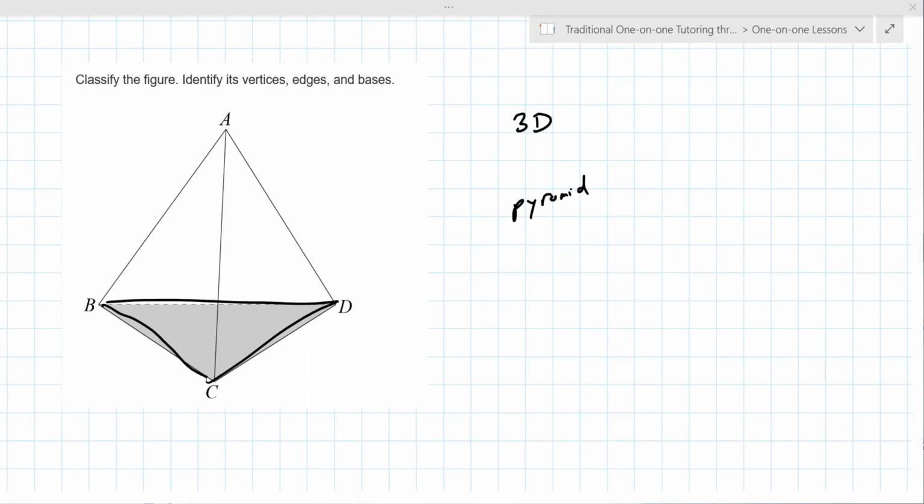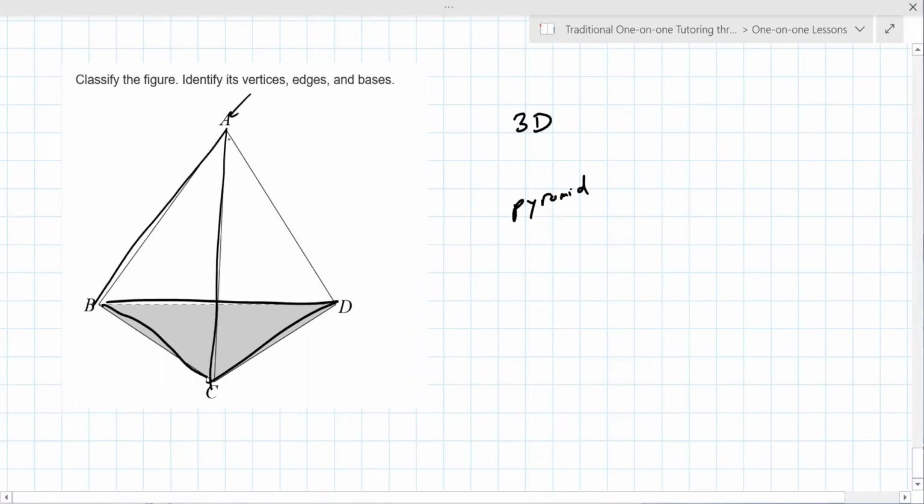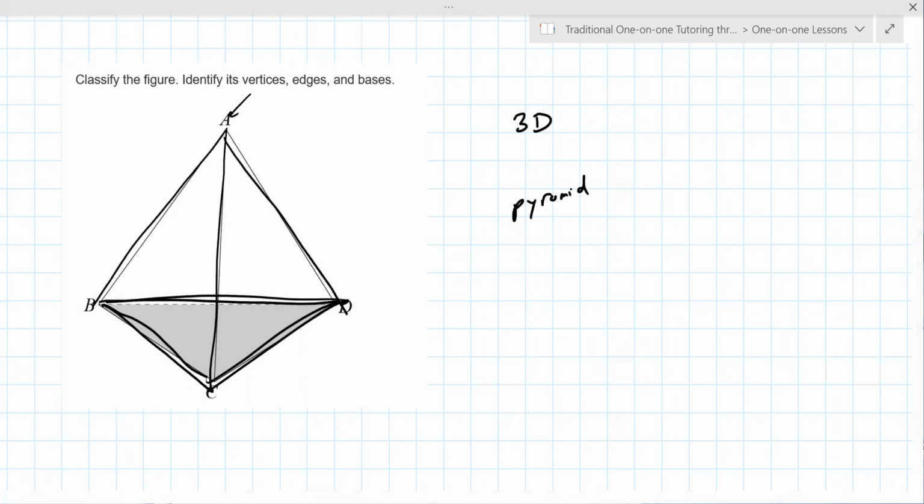Now, what are the vertices? B, C, and D. What about A? Oh, and also A. Think of it as a sharp point. So the edges: edge, edge, edge. Do you follow that? Yes. All right.